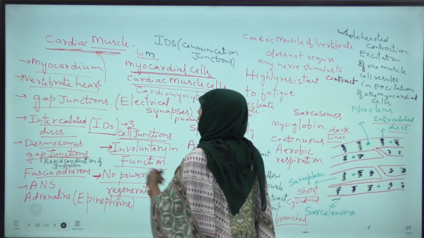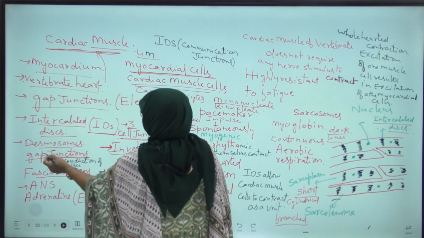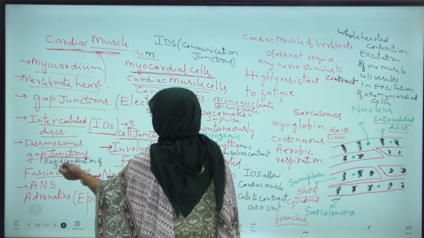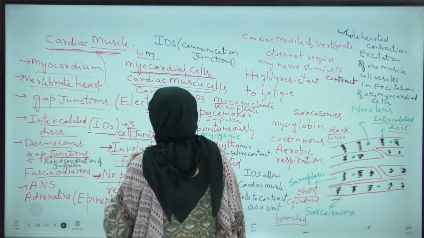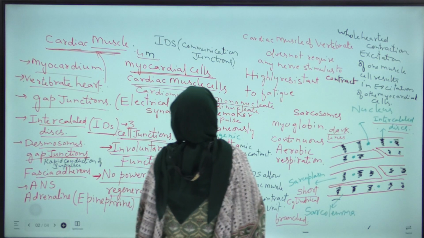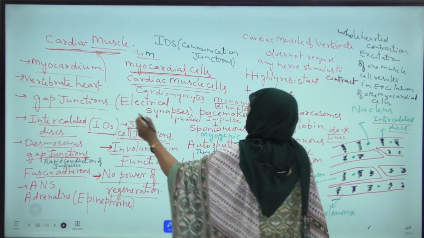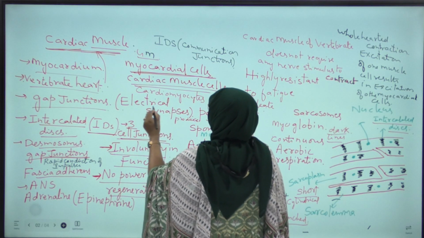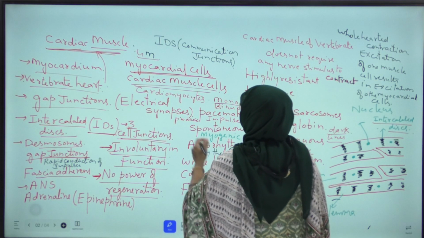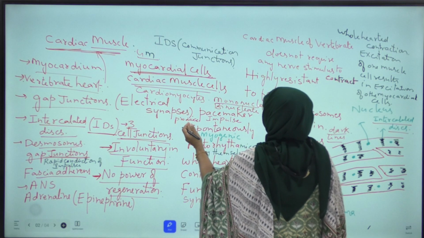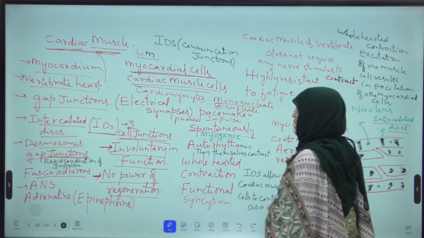Okay. Next, the intercalated disc, in which gap junctions are present. These gap junctions are useful for rapid conduction of impulses. Gap junctions are otherwise called electrical synapses.